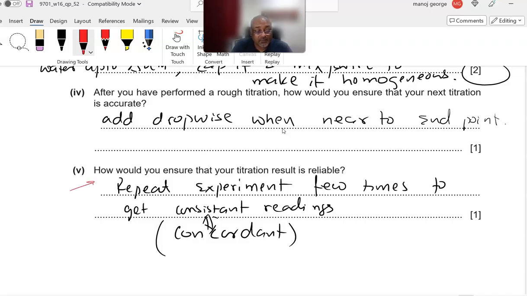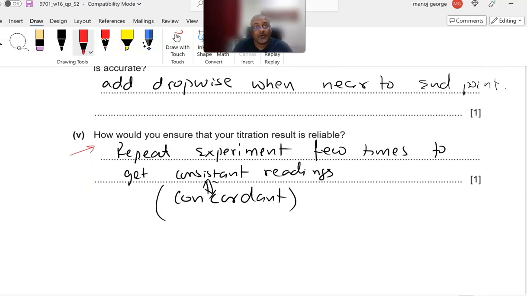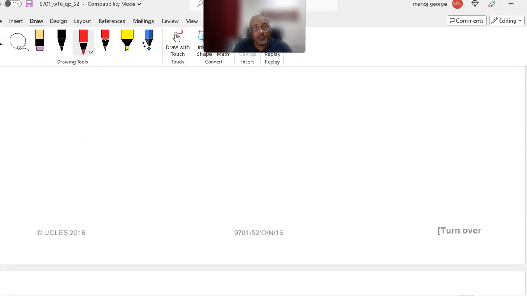And the next question talks about how would you ensure that the titration result is reliable? Well, the only way to do that is to repeat the titration 2-3 times and to get consistent or concurrent readings, which actually means readings which are approximately either the same or 0.1 close to each other.